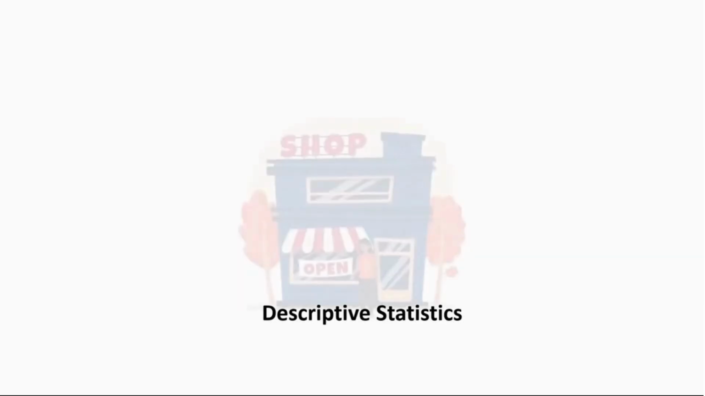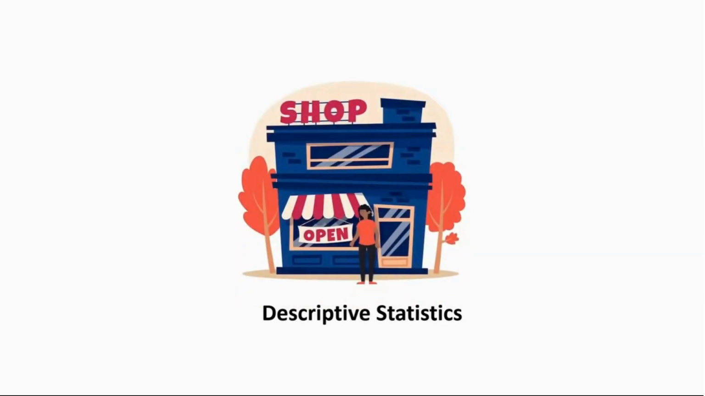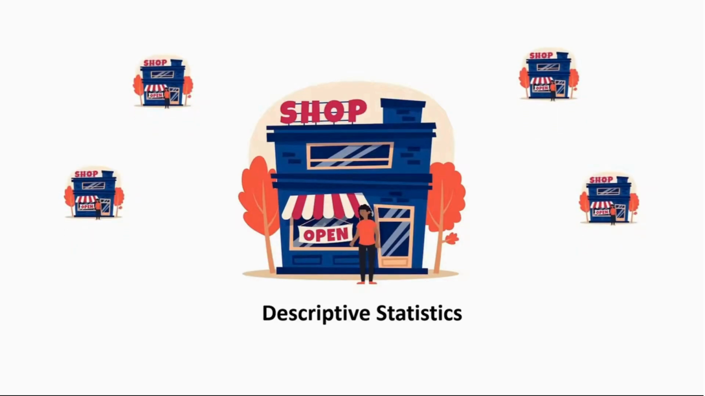There are four types of statistical methods: descriptive, inferential, predictive, and prescriptive. Descriptive statistics help us summarize and describe the data to see what is happening within the company. In a retail clothing company, descriptive statistics are used to analyze monthly sales data from all store locations.